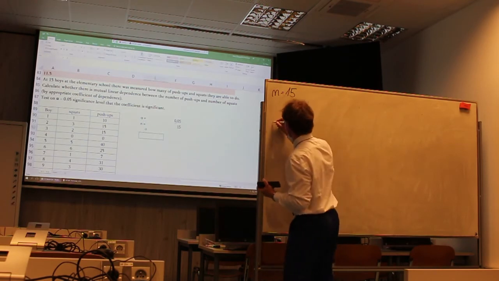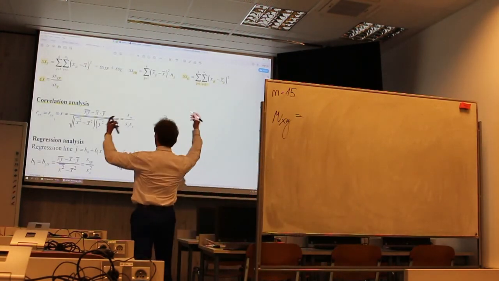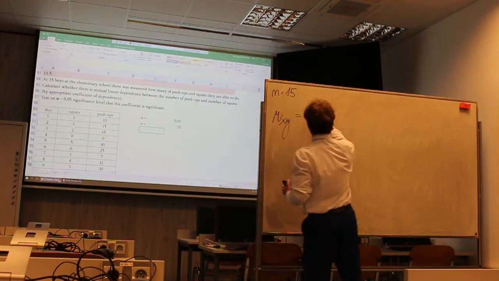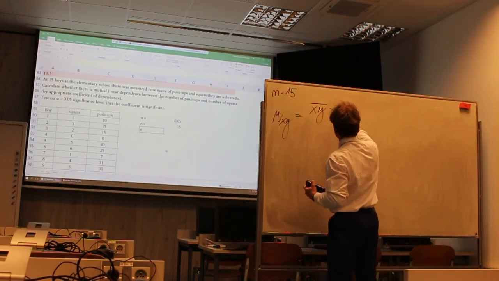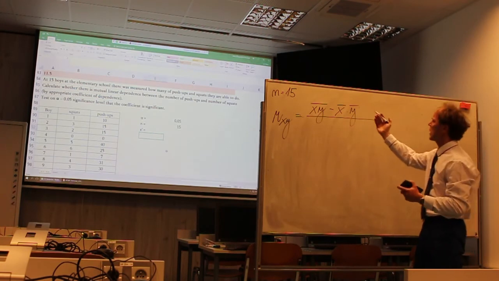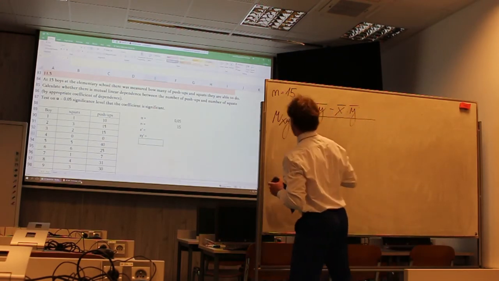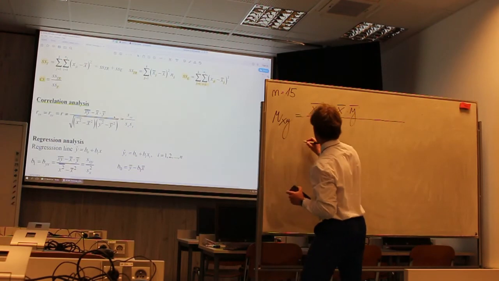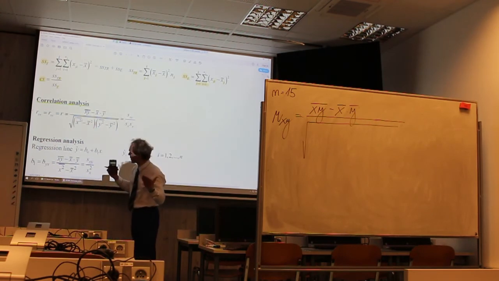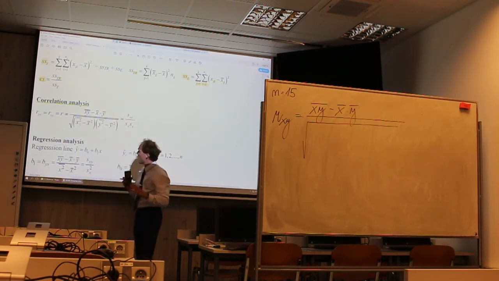For the correlation coefficient R XY, as we recalled at the beginning of our semester, we need the means, only the means. In the numerator there is mean of XY minus mean of X times mean of Y. This is the numerator, and you know that in the numerator there is covariance. And in the denominator, there is the square root of the multiplication of two variances. There is the variance of variable X, and there is the variance of variable Y.